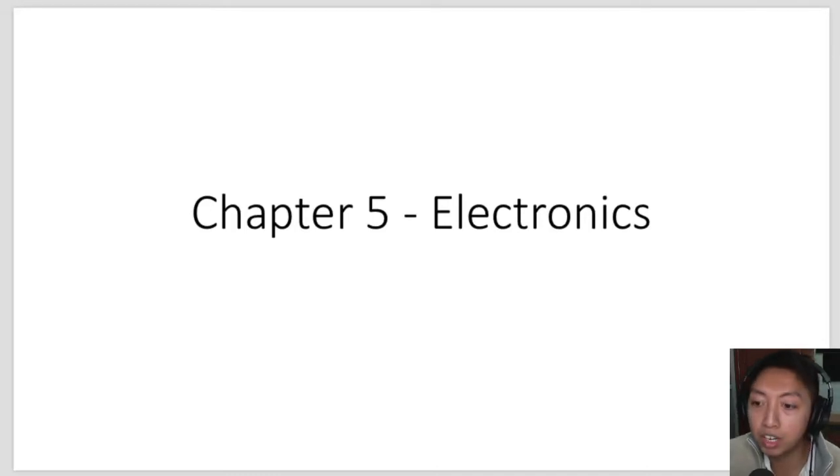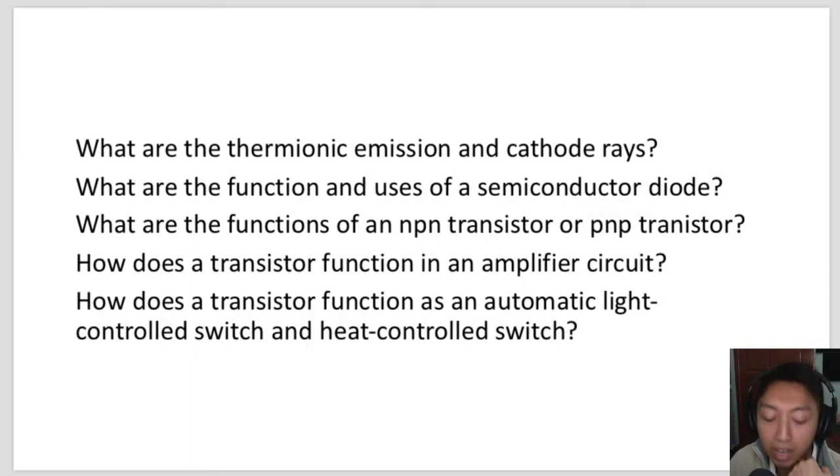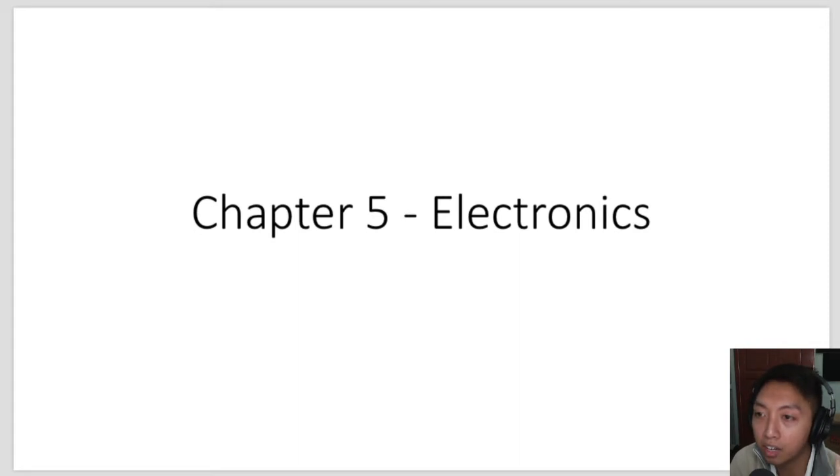So chapter 5 we'll be studying about electronics. We will begin this chapter by studying about electrons, and a little bit about electricity and how the movement of the electrons, and different ways electrons can move in a circuit.